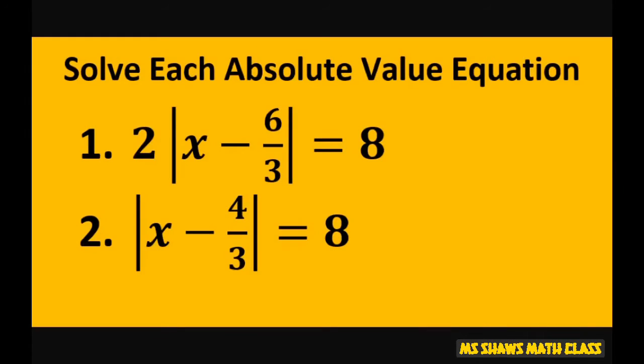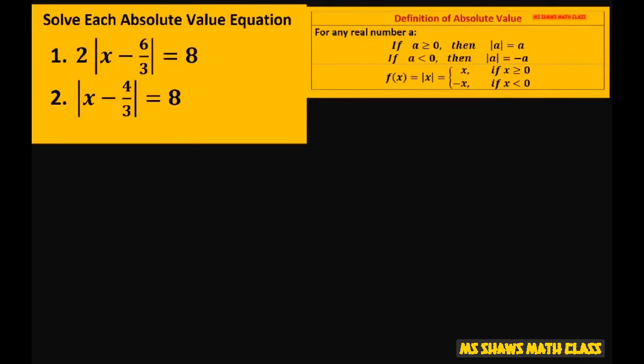Everyone, we're going to solve each absolute value equation. And here's our definition of absolute value equations. So basically, for the first one, first of all, I'm going to divide both sides by 2 because it's not in a good form. When I do that, I'm going to get the absolute value of x minus 2, because 6 divided by 3 is 2, equals 4. So that's basically what the equation is.